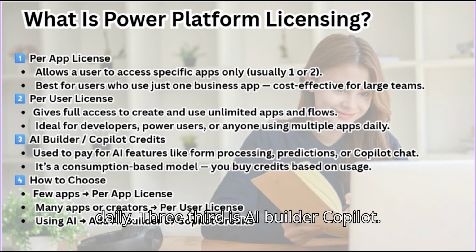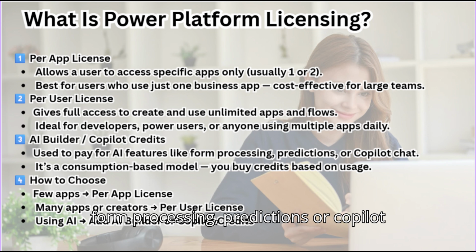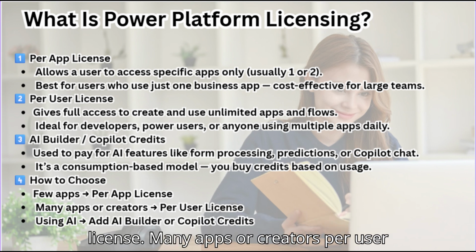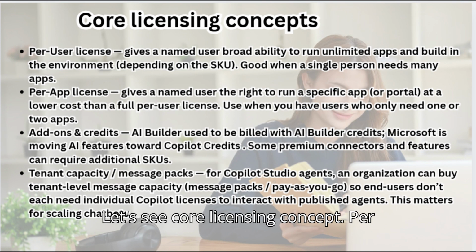Third is AI Builder/Copilot credits. Used to pay for AI features like form processing, predictions, or Copilot chat. It's a consumption-based model. You buy credits based on usage. Fourth is how to choose. Few apps, per app license. Many apps or creators, per user license. Using AI, add AI Builder or Copilot credits. Let's see core licensing concepts.